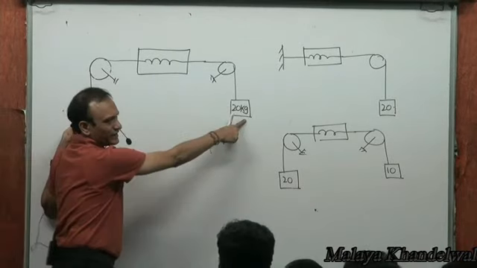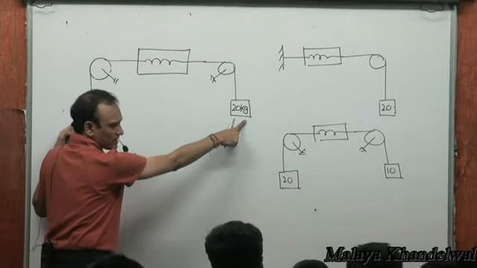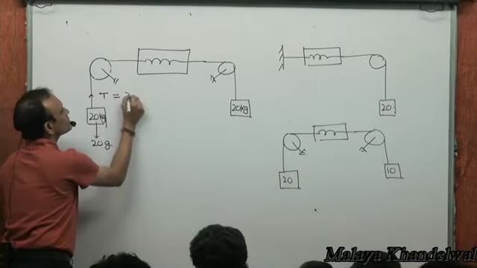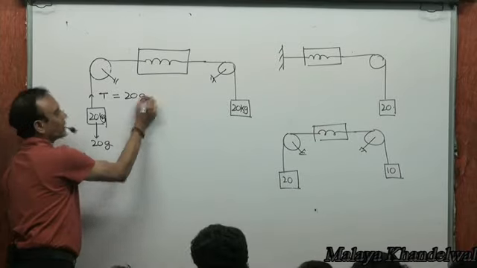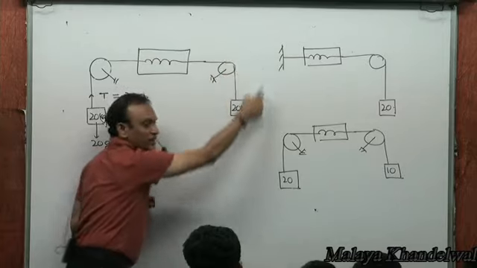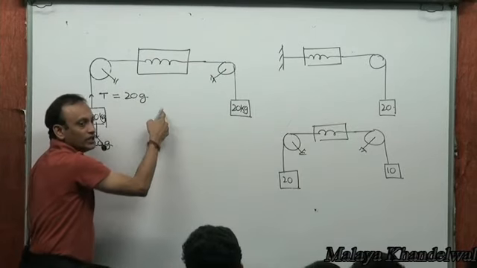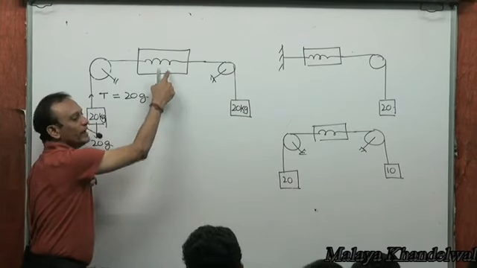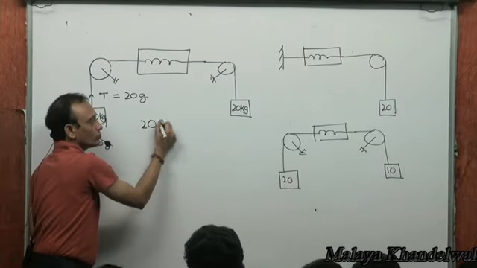In this case, with identical masses, there would be no acceleration. So T must be equal to 20 G. And in this entire unit, therefore, the tension is 20 G. So the force in the spring is 20 G. The reading of the spring balance is going to be 20 G. Yes or no?